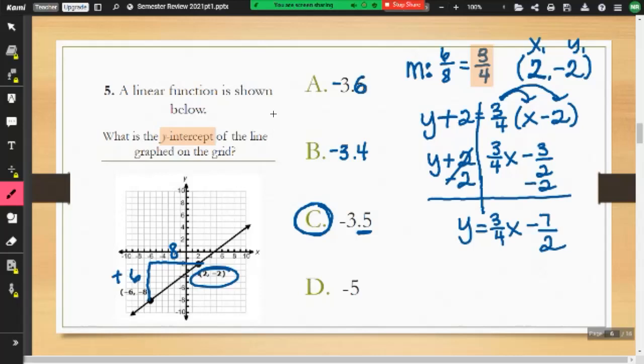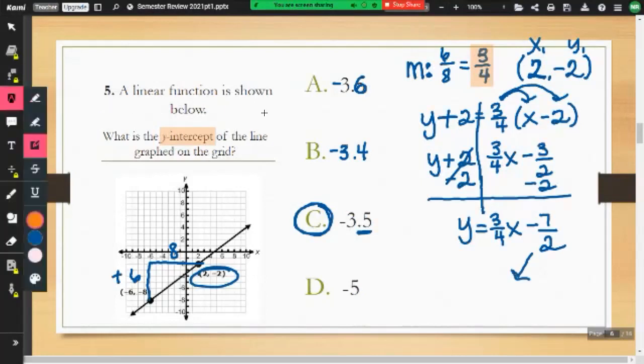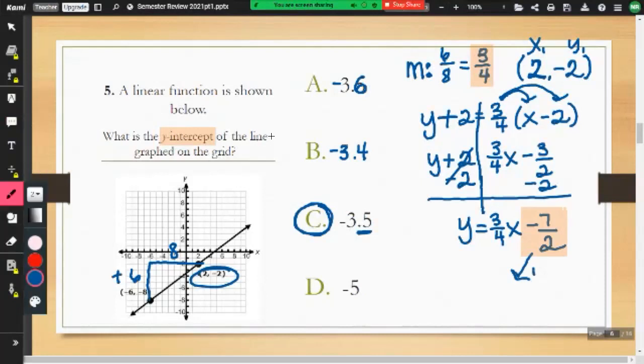You can change that -7 over 2 back to a decimal using your calculator by pressing what? Not math enter, that changes it back to a fraction, but it's already a fraction. So you would use math, decimal, which is the second option. I'm going to just put a 2 there and then enter. So go ahead and try that. Go ahead and put that into your calculator. That way you know that you can do that.